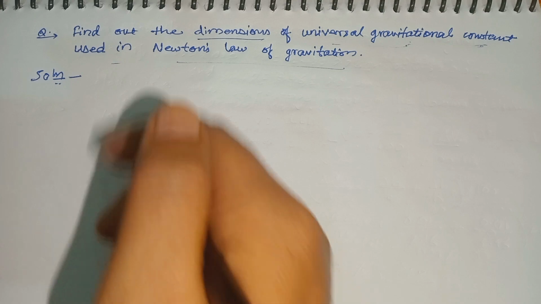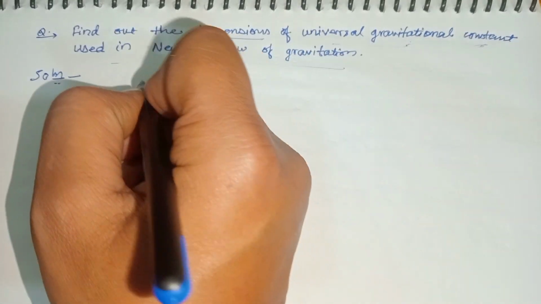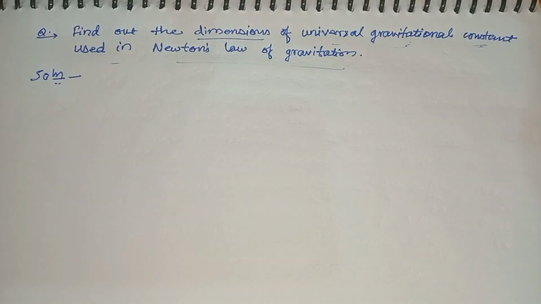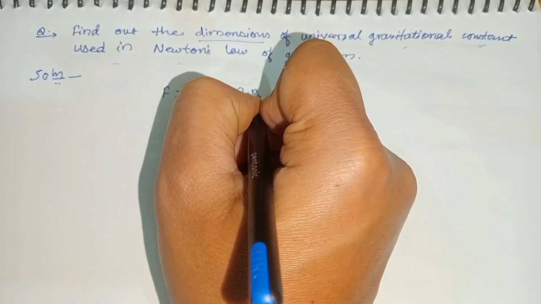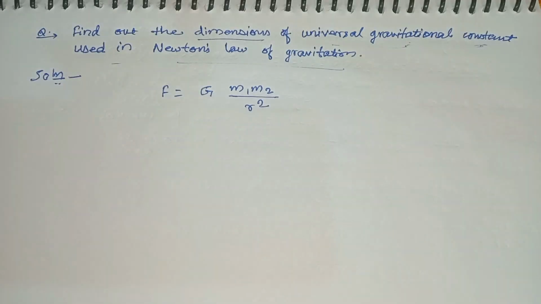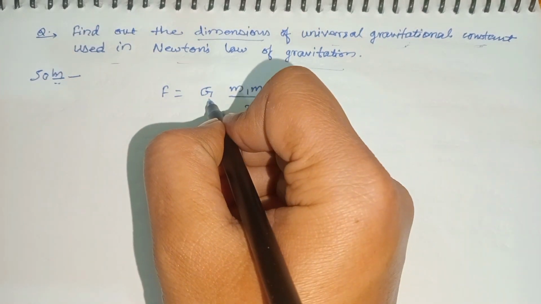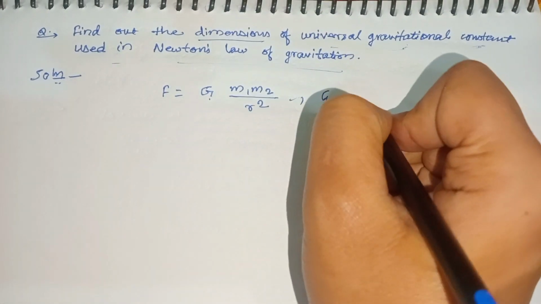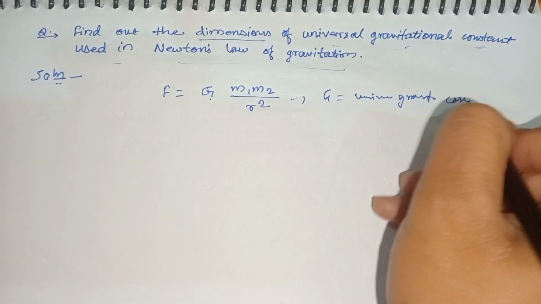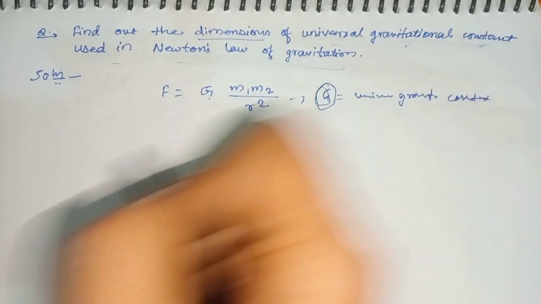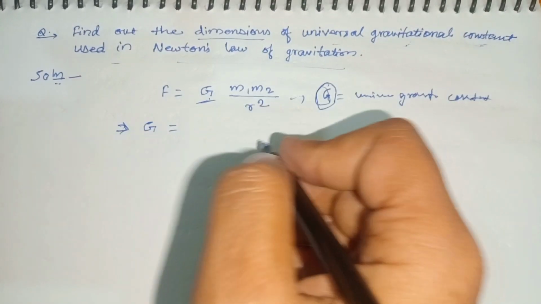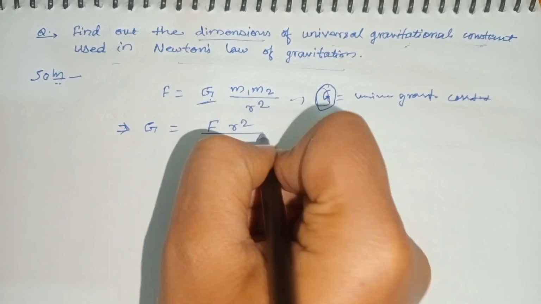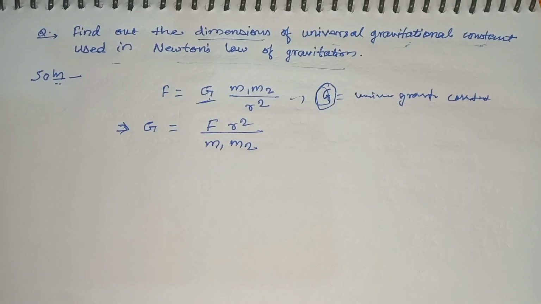Let's see. The solution is, at first, according to Newton's law of gravitation, in which formula is the universal gravitational constant used? We will remember. The formula is F equals capital G m1 m2 by R square. Okay, this is the formula, and G is the universal gravitational constant. So we have to find the dimensions of this G. So separate this G on the left side. What will we get? G equals F R square by m1 m2, isn't it? We will get it in this way.